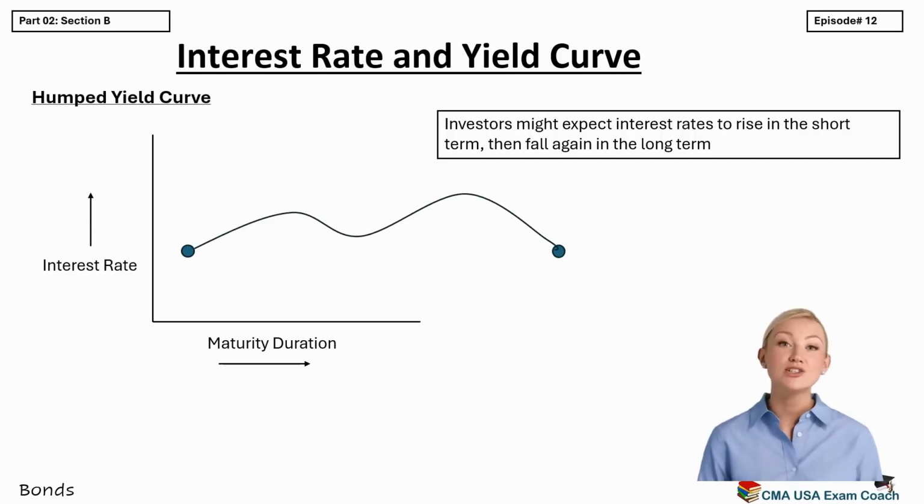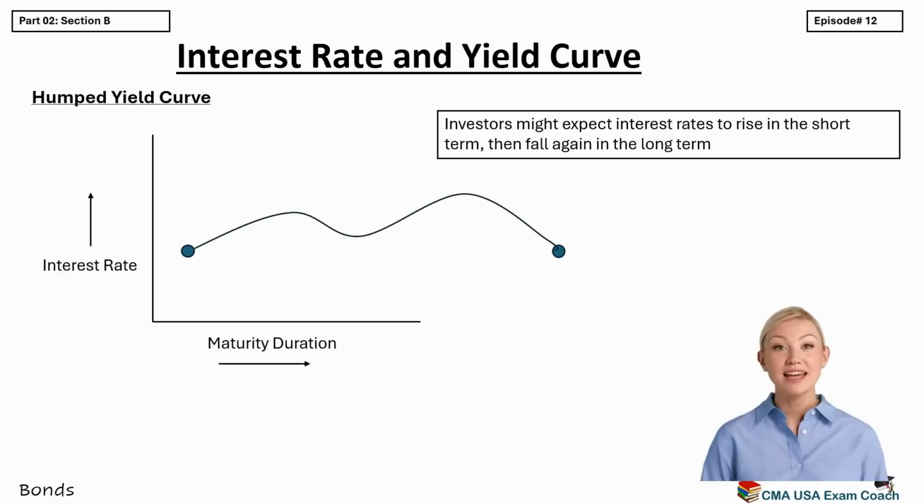Investors might expect interest rates to rise in the short term, then fall again in the long term, possibly due to expected economic slowdown or intervention by the central bank. This suggests investors are uncertain about the short term and the long term, possibly expecting near-term growth followed by a slowdown. So, money flows into medium-term bonds, driving up those rates. This often signals a transitional phase in the economy.